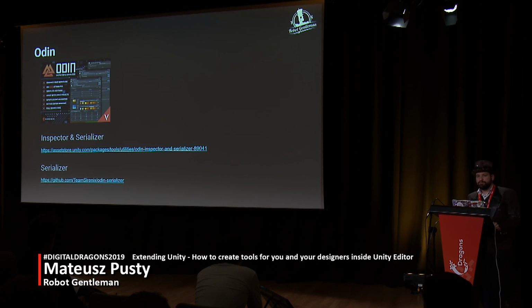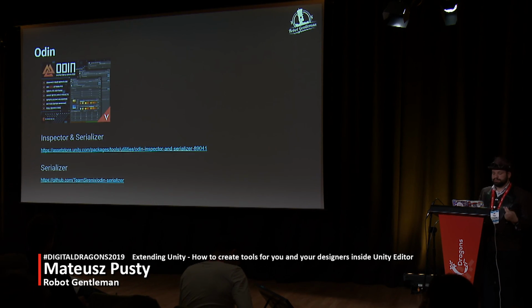But if you don't want to pay for it because you don't have the money, for example, but it's not that expensive, then you can go to GitHub. They've released the serializer itself for free, and you can use the knowledge that you've learned in this presentation to create your own inspectors for their serializer. Their serializer is great because it serializes interfaces, it serializes the dictionaries that Unity doesn't, so it might be something for you.